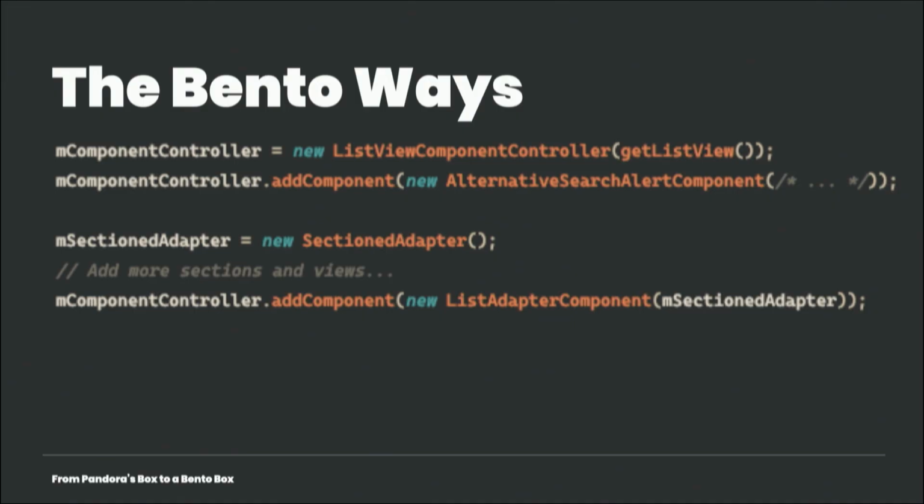Then we go about our ways like we were before. We don't have to convert everything at once. We can keep doing the legacy section adapter things that we were doing before. And at the bottom, we can add a new list adapter component, give it our section adapter, and then now our component controller has two different components. The first one is the alternative search alert component, and the second one is the rest of our legacy list.